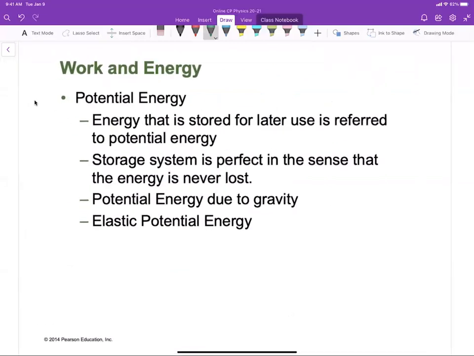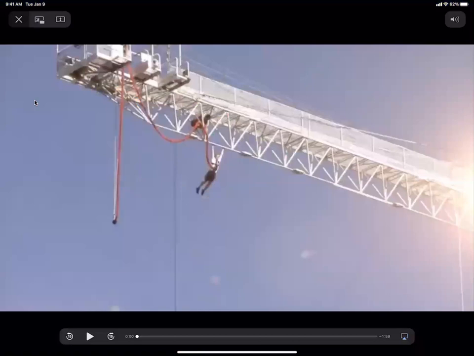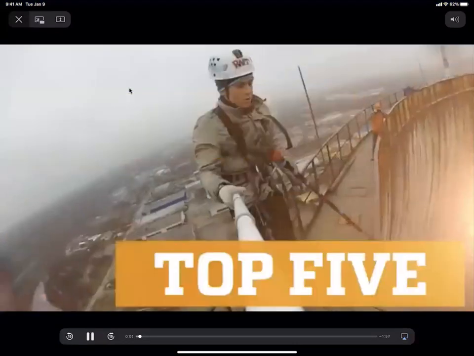We have two more energies that I would like to introduce you to. We're going to learn about potential energy due to gravity and elastic potential energy. And I want to show a video that includes both of these, in fact all three of the energies that we're learning about, because this is around us every single day. So I want to show a video. We're going to talk about what's going on in here as we learn about these energies.